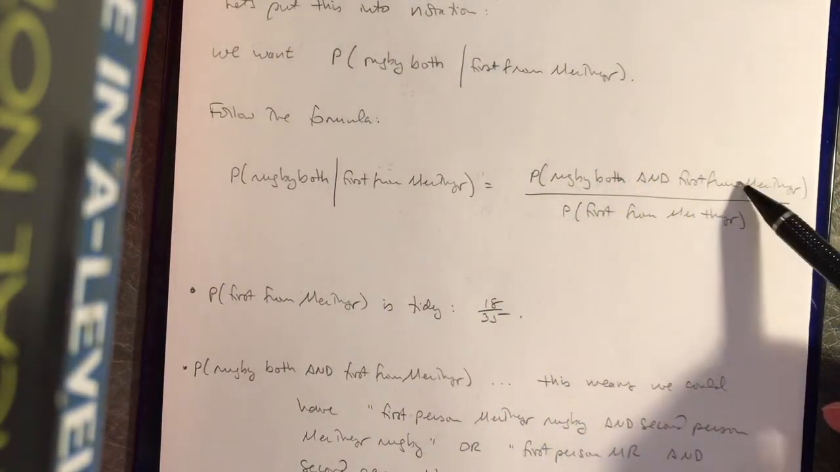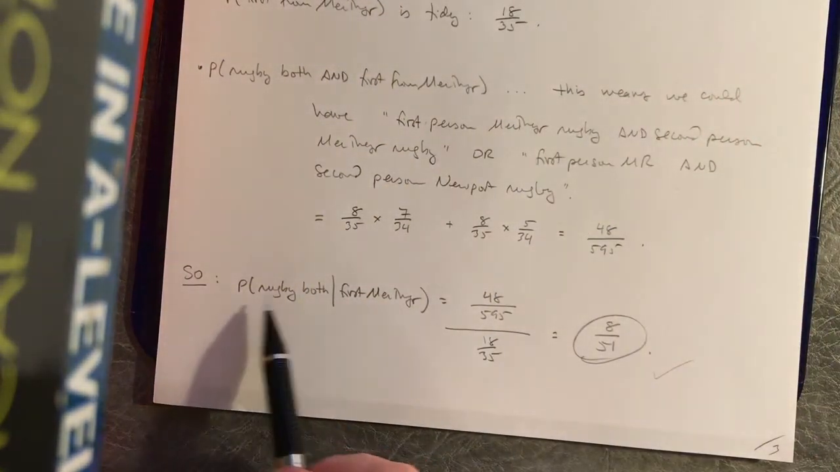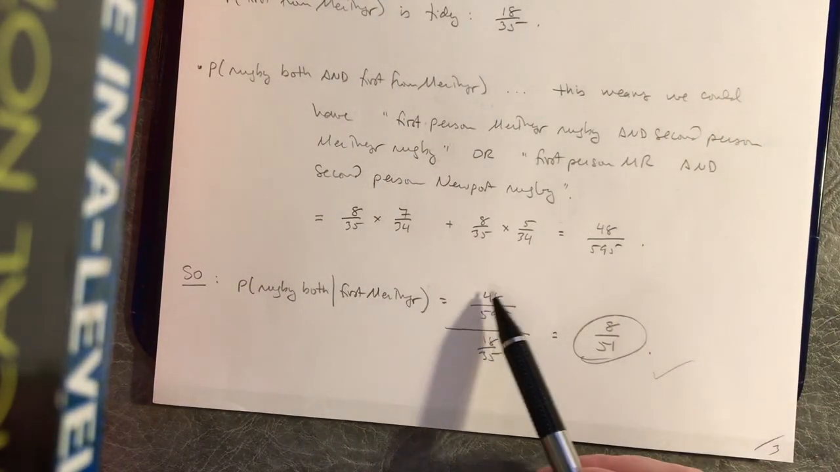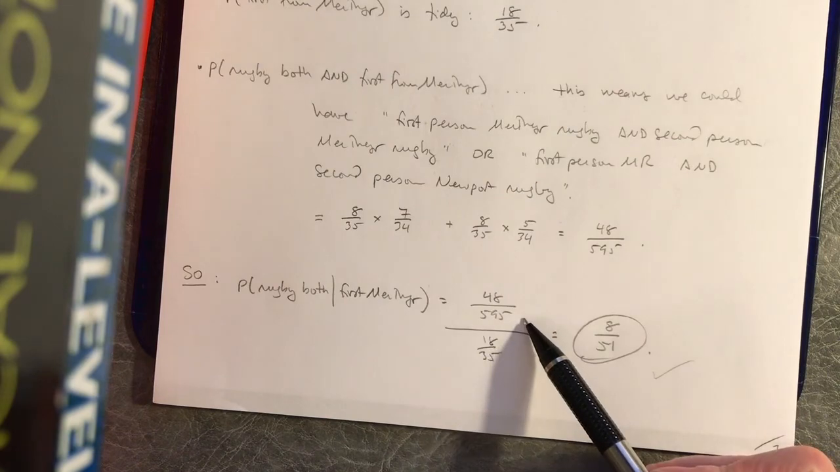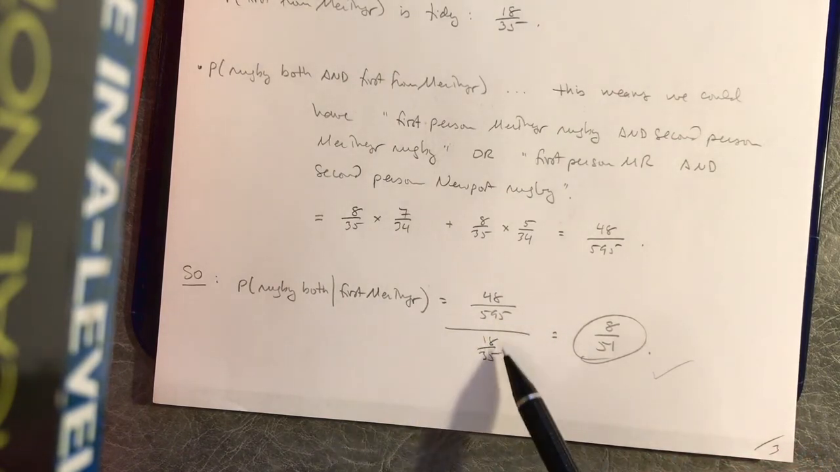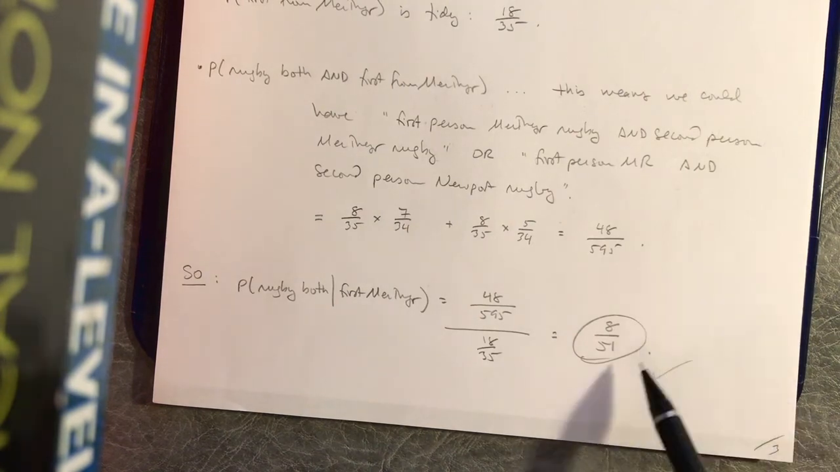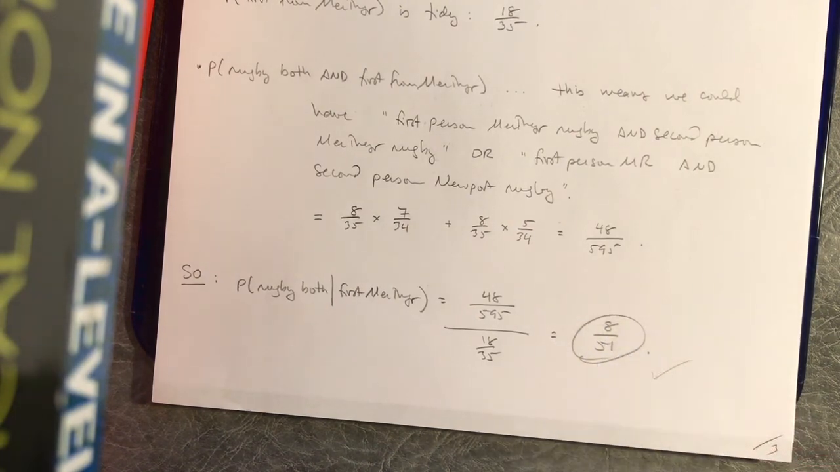Okay, so we've got our numbers, numerator and denominator, fraction division. Here we are. Okay, so the probability that we want is that 48 out of 595 divided by 18 out of 35. By hand, if you like, your ultimate result is 8 out of 51. There's an 8 out of 51 chance that both will end up as rugby players, given that the first person you picked was from Merthyr.